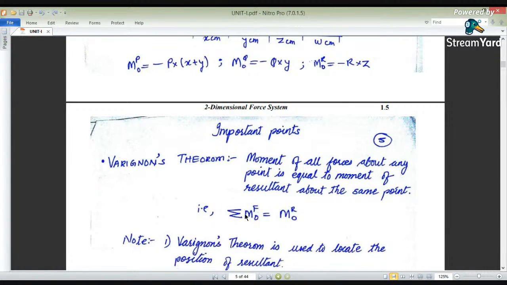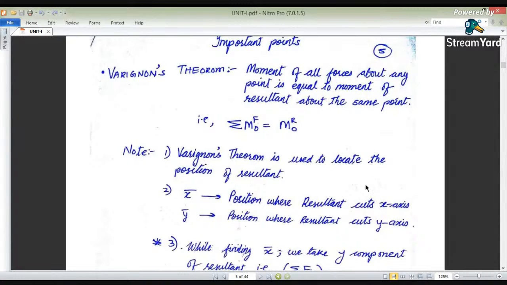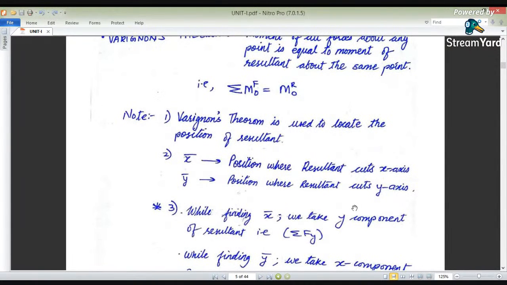So the summation of moments of all forces about any point is equal to the moment of the resultant about the same point. Here we have taken the example of point O: the summation of moments of all forces about point O is equal to the moment of the resultant about point O. Again, Varignon's theorem is used to locate the position of the resultant, if x is the position where the resultant cuts the x-axis, or y is the position where the resultant cuts the y-axis.